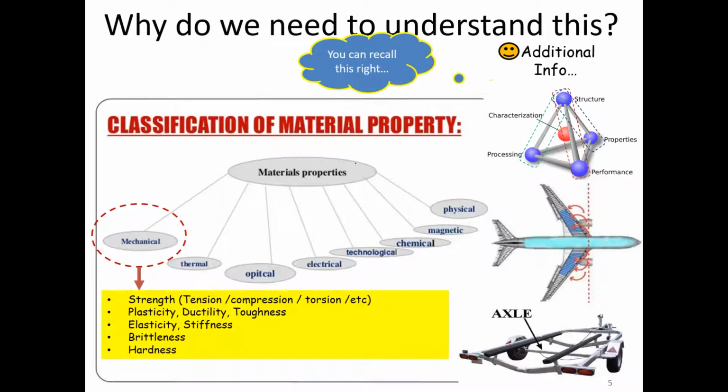Alright, so why do we need to understand this? Why do we need to study the mechanical properties of metal and alloy? You may recall this tetrahedron material model. In this model, we know the relationship between structures, properties, performance, and processing, whereby the structure will affect the properties, performance, as well as the processing.